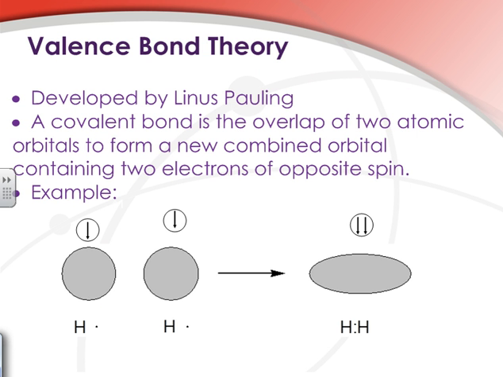So first thing is the valence bond theory. This was developed by Linus Pauling, and he basically said that a covalent bond is the overlap of two atomic orbitals to form a new combined orbital containing two electrons of opposite spin.